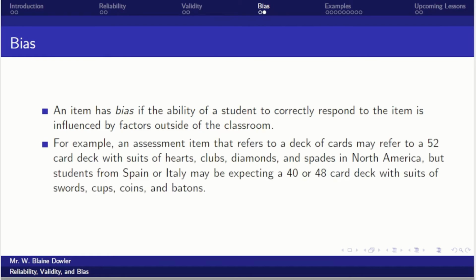the classroom. One example is that a deck of cards, if we just mention deck of cards, in North America, we assume that that's going to be 52 cards with suits of hearts, clubs, diamonds, and spades. But if you're coming from Spain or Italy, you might expect a 40 or 48 card deck with suits of swords, cups, coins, and batons.